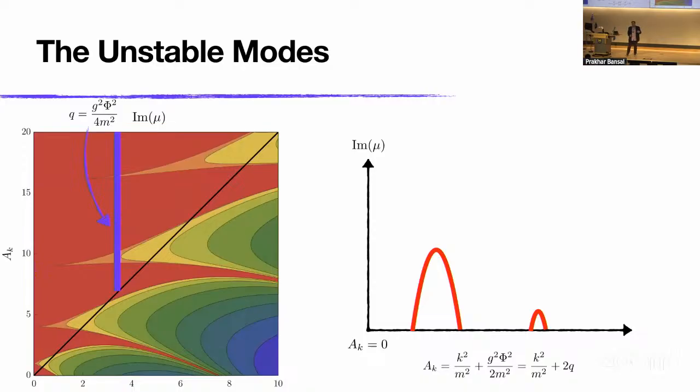And I find that for some values of K, I have an imaginary part to my characteristic exponent, which means I have an instability band. And then there's actually, this line happens to intersect another little instability band.